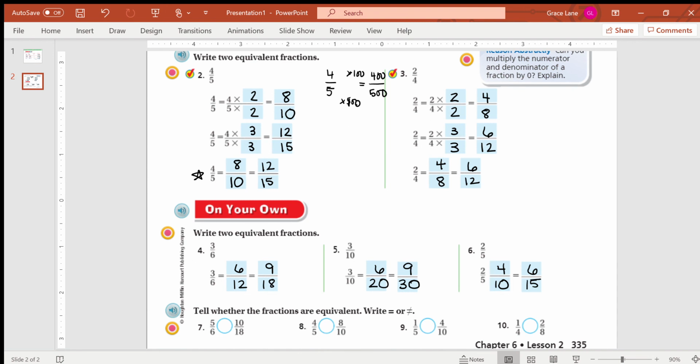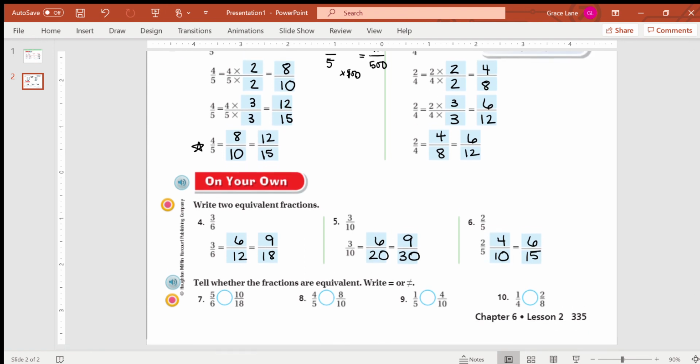Okay, 7, 8, 9, and 10, though, our answers will match for this because it says tell whether the fractions are equivalent, right? Equal or not equal. I really don't have a lot of room on this one, but remember, they just have to be multiplied by the same factor in the numerator and the denominator. So 5/10 and 6/18. 5 times 2 would give me 10, but 6 times 3 is 18.